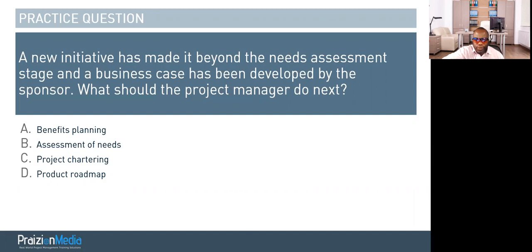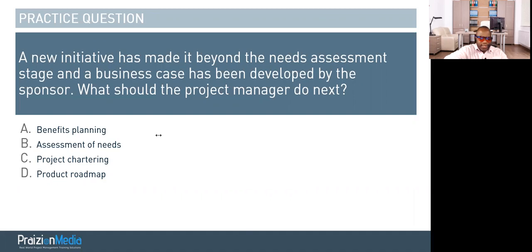All right, five more seconds. 3, 2, and 1. So the answer to this question can be found on page 30 of the PMBOK guide. Let's end the poll and share the results.